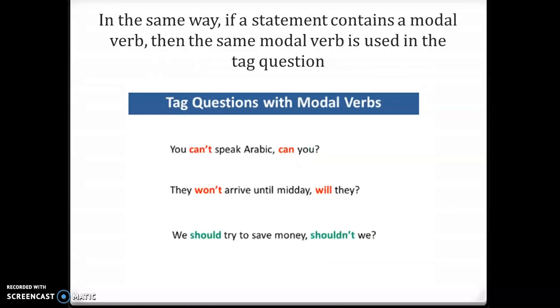In the same way, if a statement contains a modal verb, then the same modal verb is used in the tag question. Take a look at these examples. You can't speak Arabic, can you? They won't arrive until midday, will they? We should try to save money, shouldn't we? Here you can see the modal verbs can't, won't, and should. And they are repeated in the tag questions.